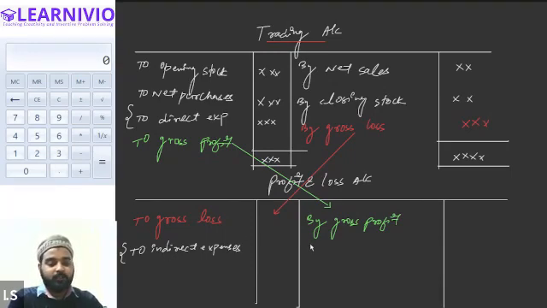Now let's come to the credit side of the profit and loss account. On the credit side, we record all the incomes that are generated during the period of 1 year. So we write down indirect income, not the direct incomes. Direct income basically means the income generated on account of sales.